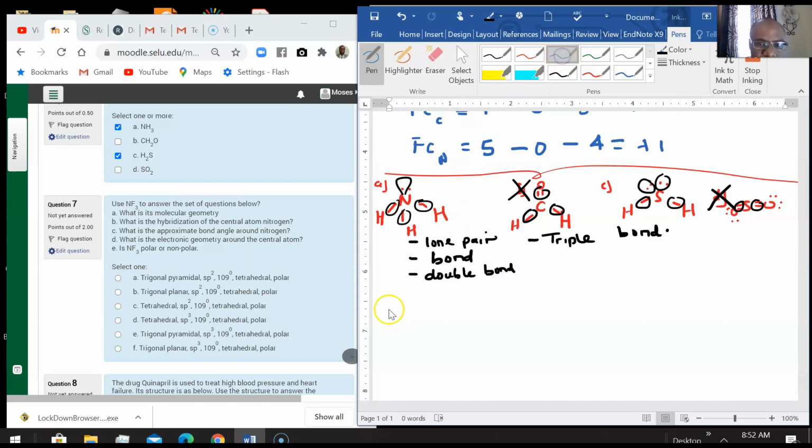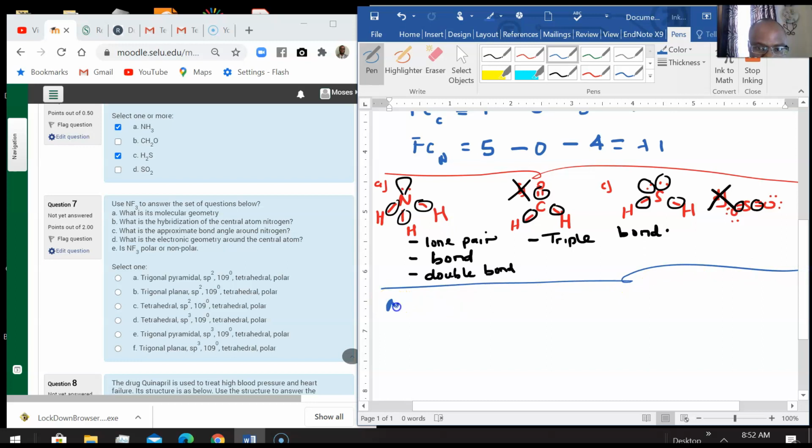Okay, so we are looking at NF3, nitrogen trifluoride. The Lewis structure should be like this. That's how you need to start answering the question: draw the Lewis structure showing all possible electrons. Okay, what is the molecular geometry?